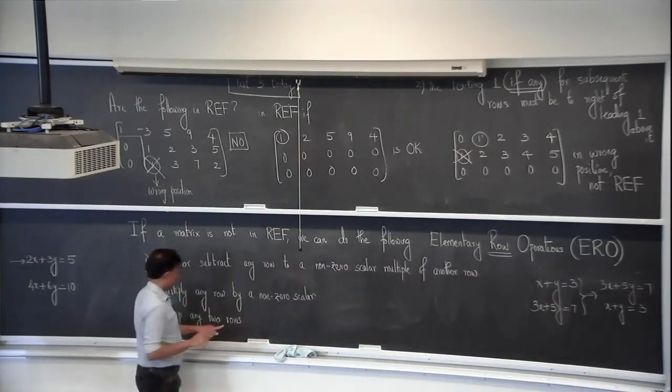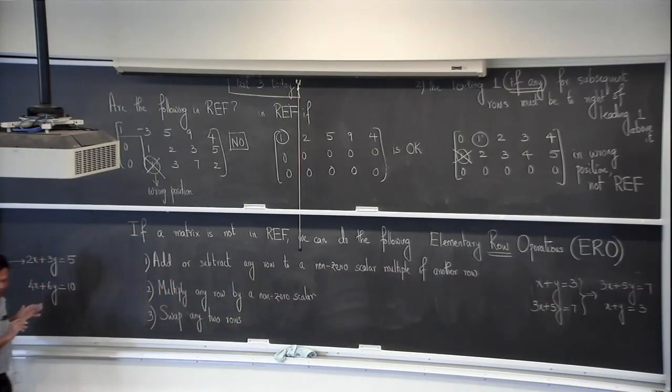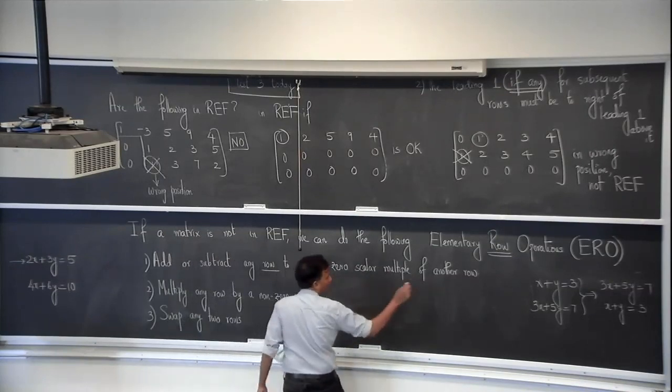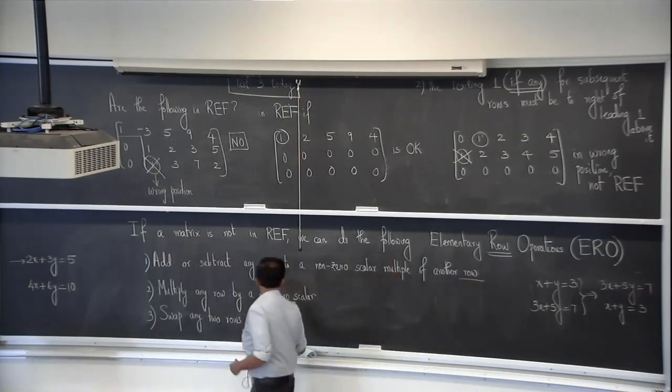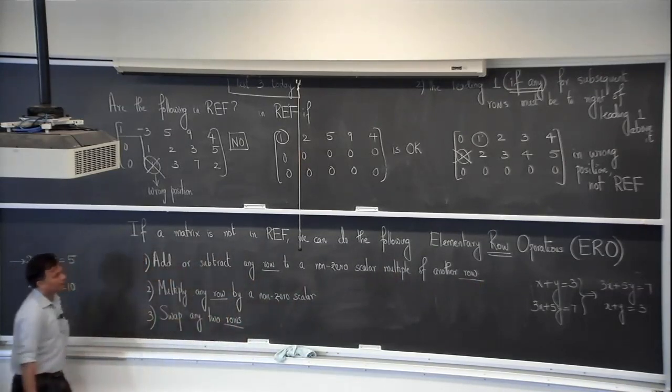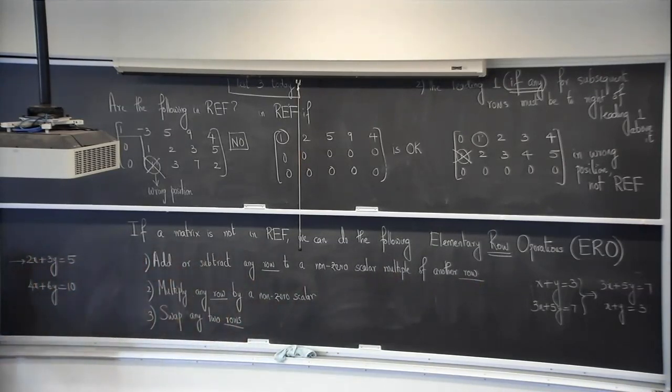You should not swap any two columns. That changes the problem. Please don't do it. So for all these statements, the word row must be emphasized. You should not do any manipulations to columns because that will change the variables and the equations.